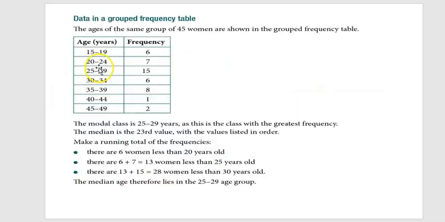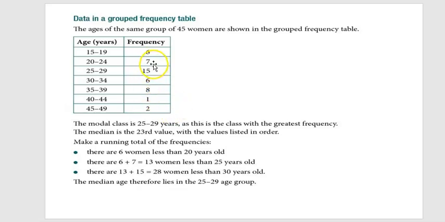So here, we can put it in group intervals. The modal class is 25 to 29 years. You can see this is the class with the highest frequency. So the median is the 23rd value. That is the lower boundary preceding that class, the lower boundary before the class with the highest frequency.